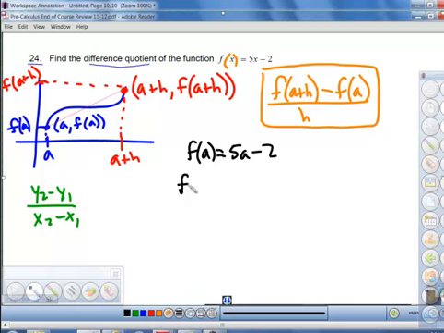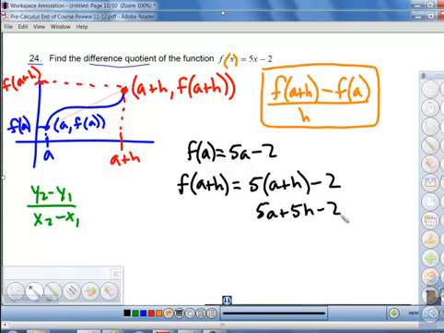Now next I'm going to find the function evaluated at a plus h. Everywhere I see an x, I'm going to put a plus h. So it's going to be 5 times a plus h, minus 2. I'm going to distribute real quick, and that's going to be 5a plus 5h minus 2. That's what that one equals. So now we're going to substitute that in. This portion right here needs to be bigger. I'm going to put that right here.